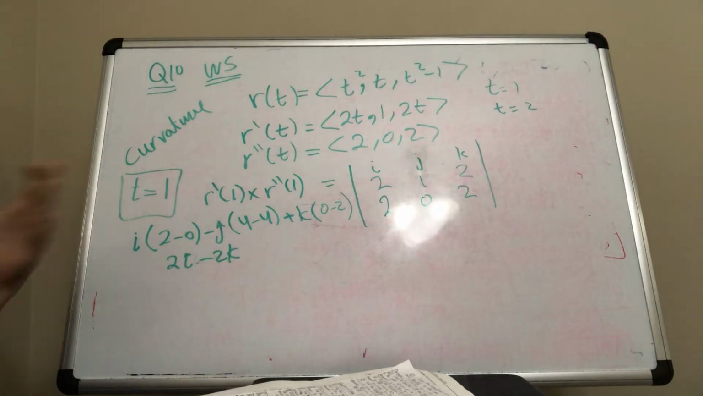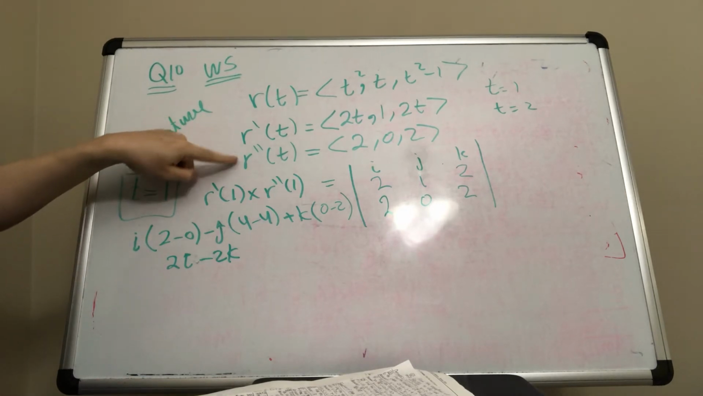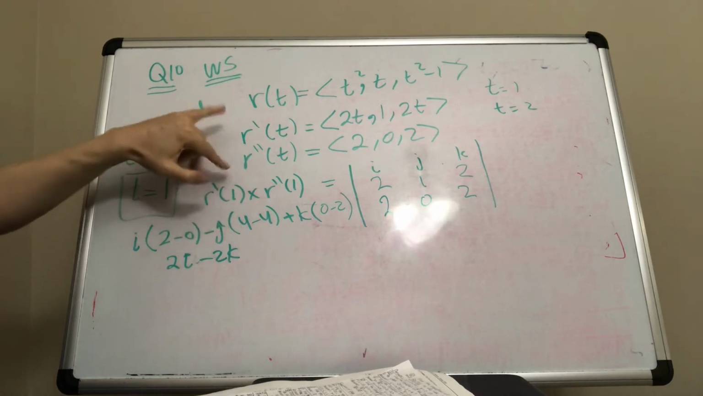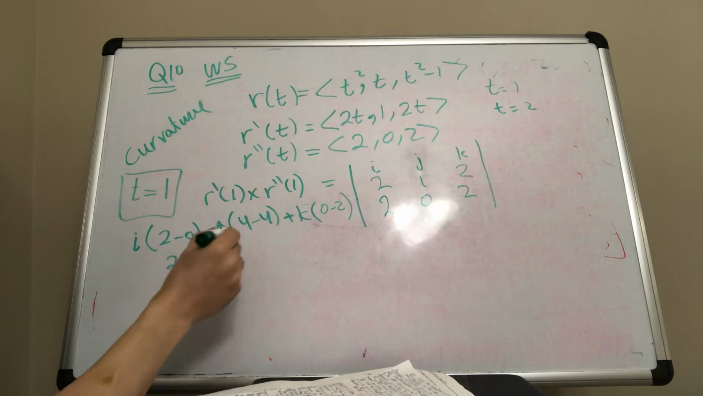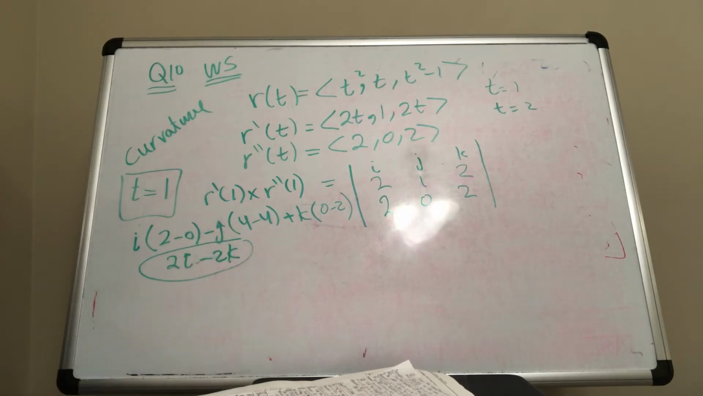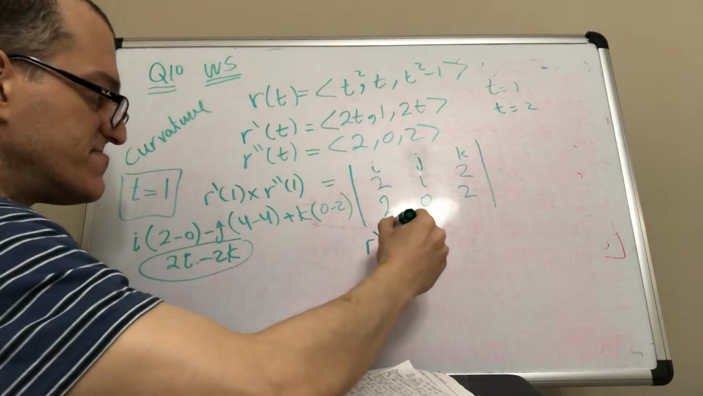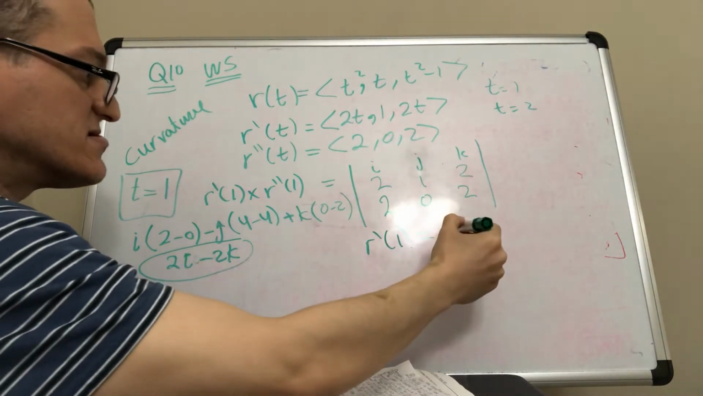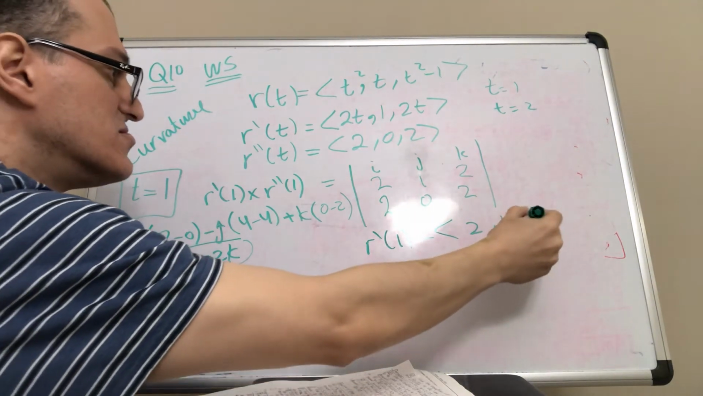So again, when you're asked to find the curvature, you find the derivative and the second derivative, and then you do the cross multiplication between them at the given number. This is the result of cross multiplication. You also plug this into the derivative. Well, we actually did that. It's the 2, 1, 2.